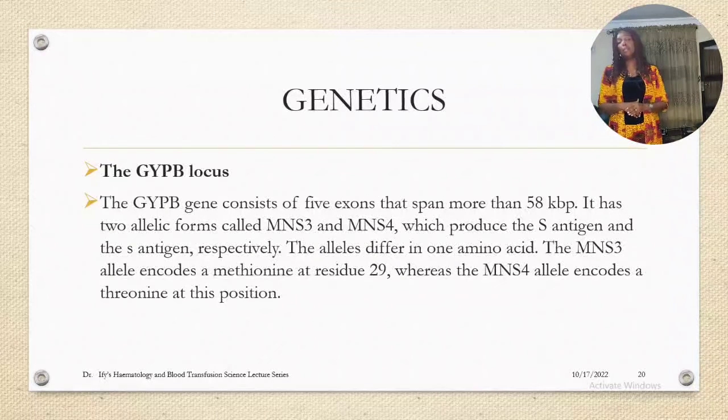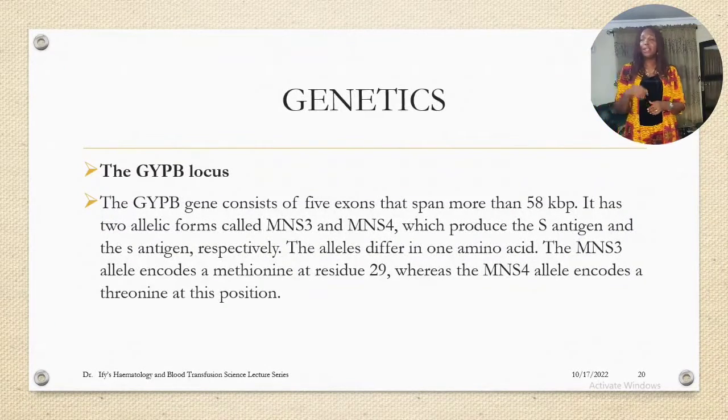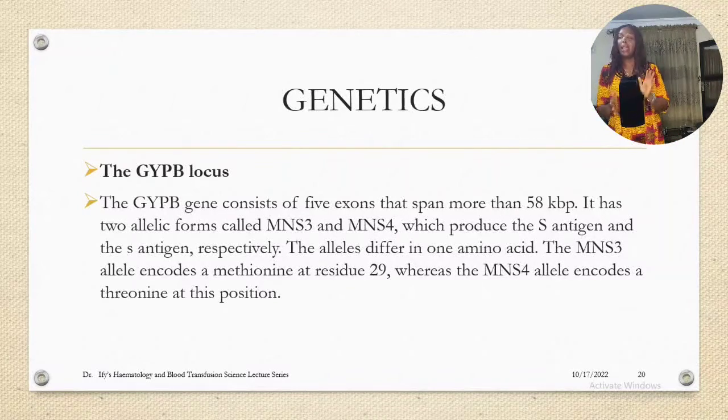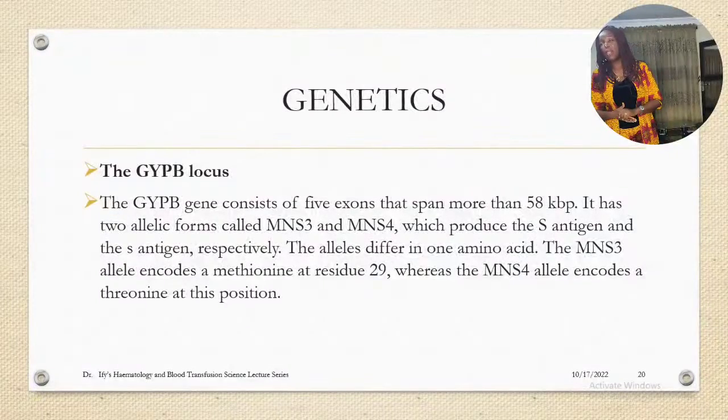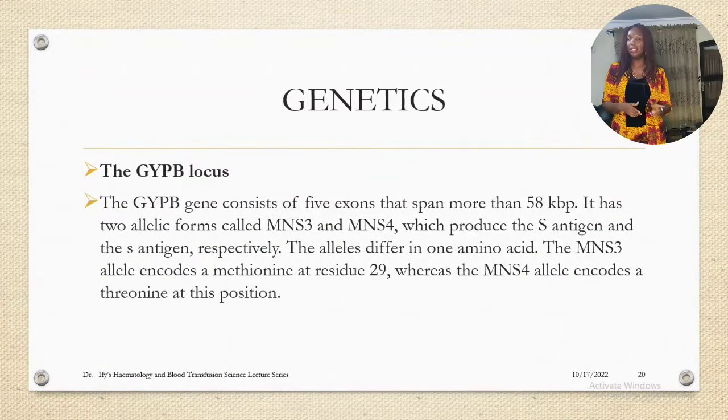The GYPB locus. The GYPB gene consists of 5 exons that span more than 58 kilobases. It has 2 allelic forms called MNS3 and MNS4, which produce the big S antigen and the little s antigen respectively. The alleles differ in 1 amino acid. The MNS3 allele encodes methionine at residue 29, whereas the MNS4 allele encodes threonine at this particular position.